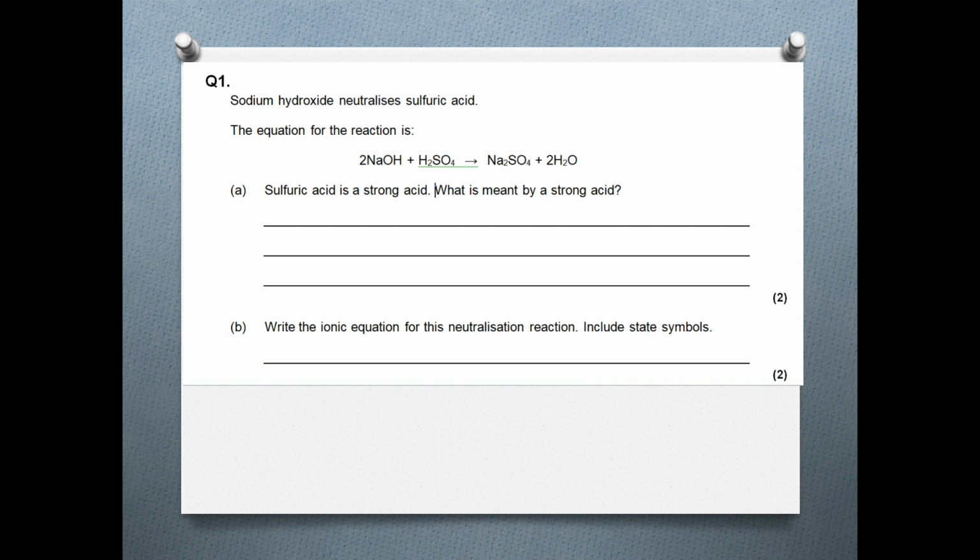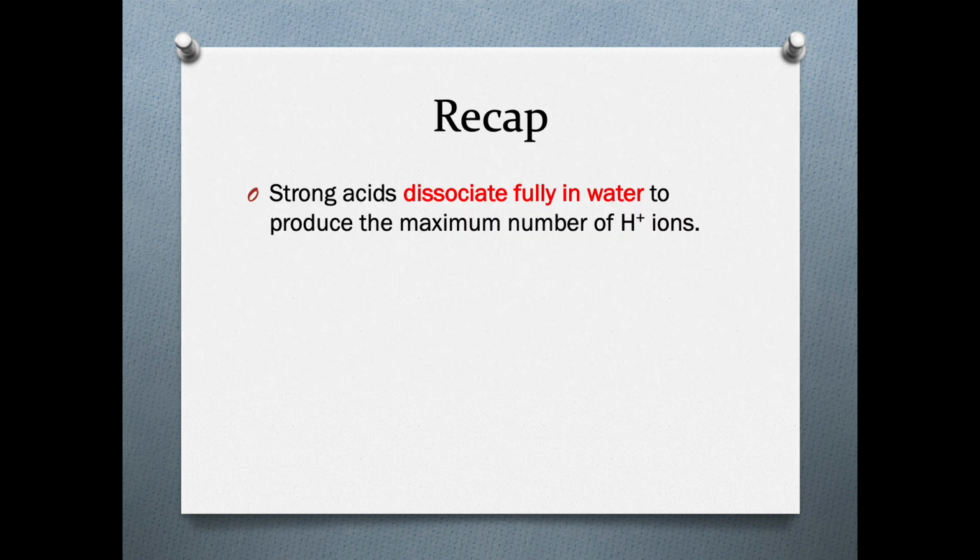The first one here, nice and easy, is just recalling what is meant by a strong acid. So they've given you the chemical equation, neutralization between an alkali and an acid. It says sulfuric acid is a strong acid. What is meant by a strong acid? And the last section here for part 1A and B says write an ionic equation, so showing ions, including state symbols. So then, strong acids fully dissociate in water.